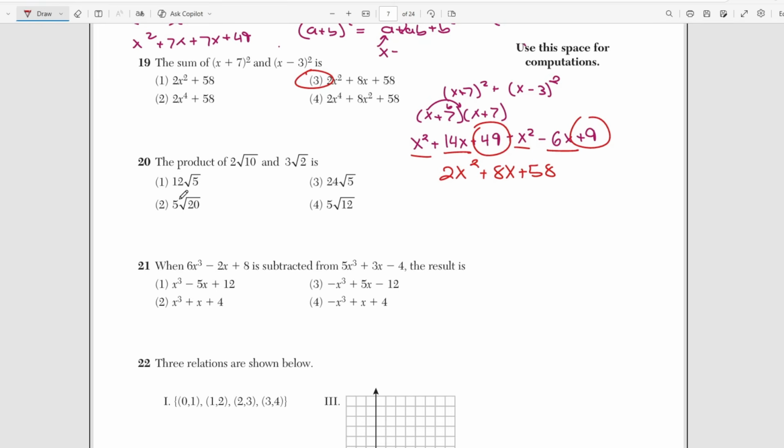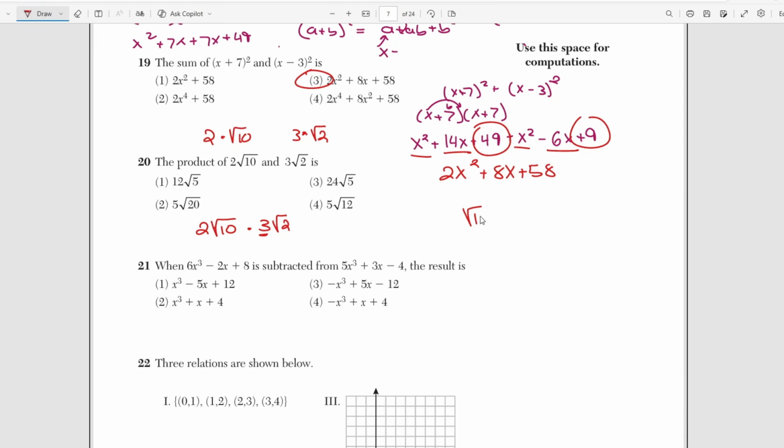Number 20 asks us the product of 2 radical 10 and 3 radical 2 is what? So if I'm doing 2 radical 10 times 3 radical 2, I want to separate out the radicals from the coefficients. So 2 radical 10 is the same thing as saying 2 times radical 10. So let's just split them apart. And 3 radical 2 is the same thing as saying 3 times radical 2. So I want to split those two apart. I want to write the radicals together.